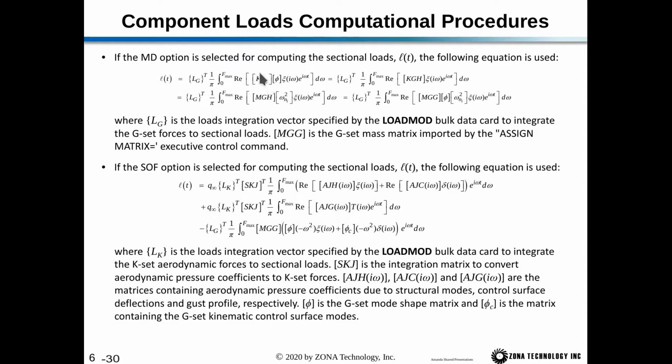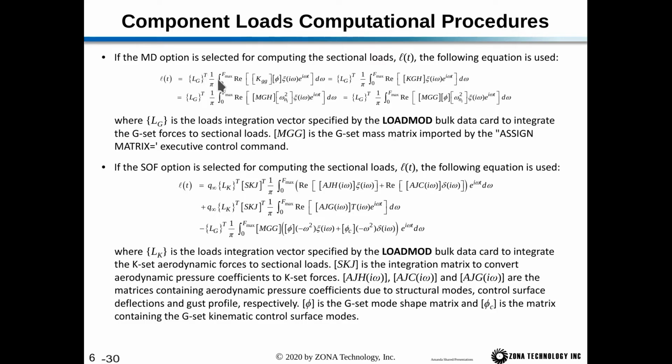And of course, you don't want to import the kgg matrix into ZAERO because for large structure models, this could be a very large matrix. Instead, you want Nastran to compute kgg times phi for you, which is the kgh matrix. So I would recommend importing the kgh matrix. Now, if you don't import the kgh matrix, instead you import the mgh matrix, then ZAERO computes kgh for you by mgh times omega squared. And then if you just import the mgg matrix, then we have mgg times phi times omega squared.